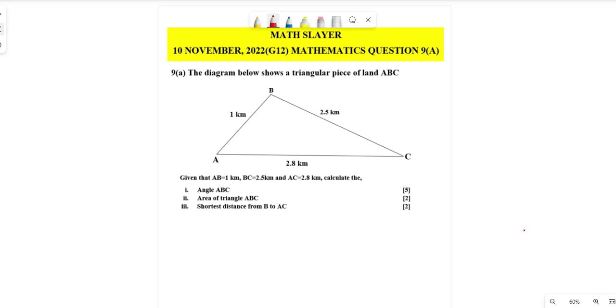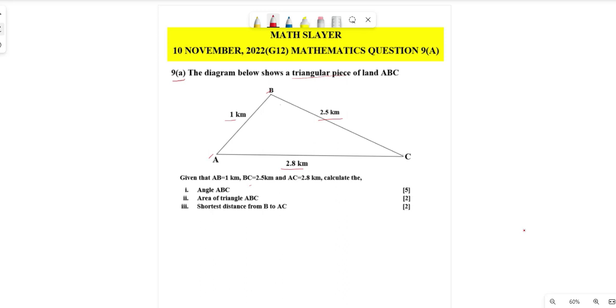In this video we are going to solve 2022 grade 12 internal exam question 9a, which is a trigonometric equation. The diagram below shows a triangular piece of land ABC, of which we have been given AB to be 1 kilometer, BC to be 2.5 kilometer, and AC to be 2.8 kilometer.